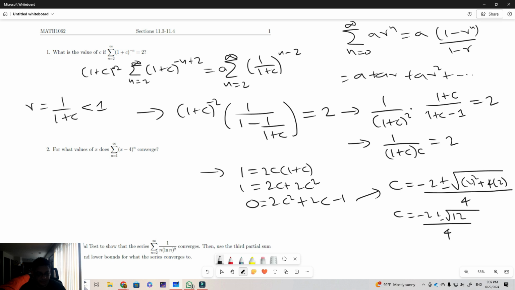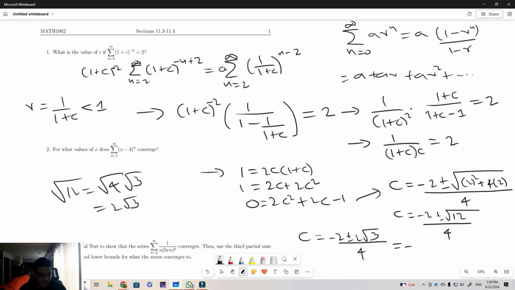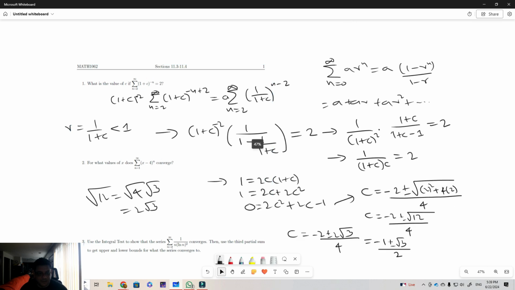Now I can simplify this a little bit more. The square root of 12 can be seen as the square root of 4 times the square root of 3, and so that will be 2 square root of 3. So this is minus 2 plus or minus 2 square root of 3, divided by 4, and I can simplify even more: this is minus 1 plus or minus the square root of 3, over 2. And now let's evaluate what kind of value this is.